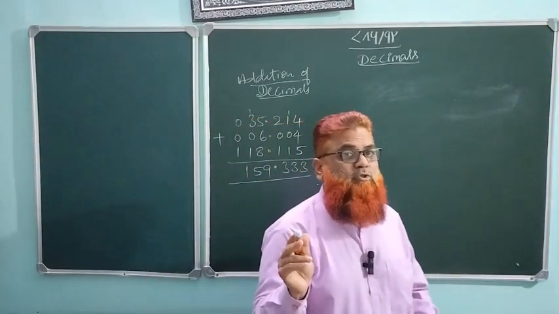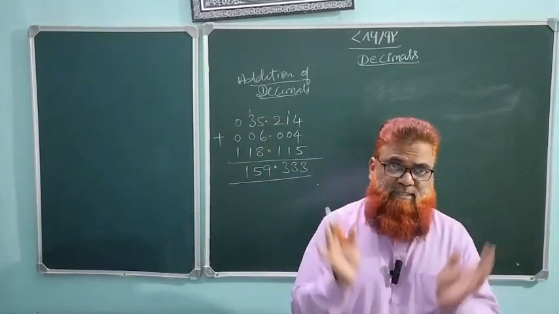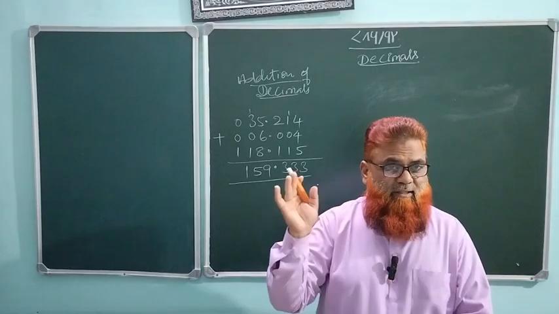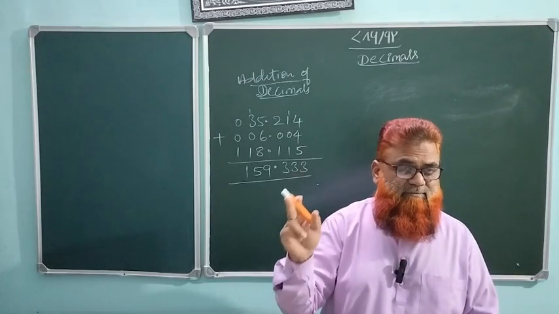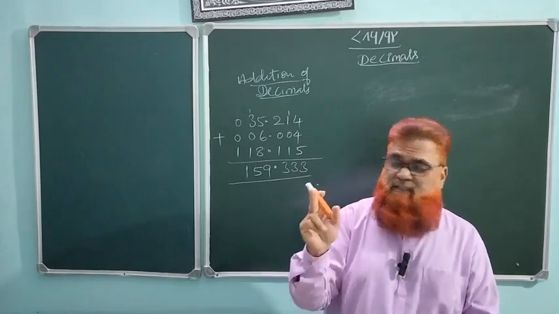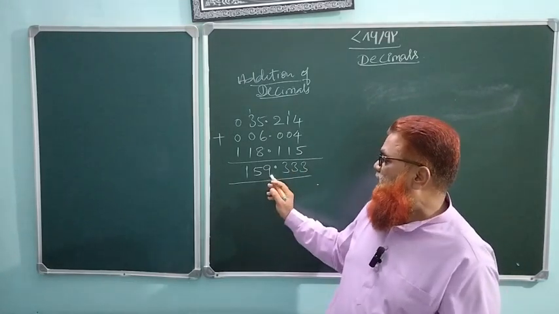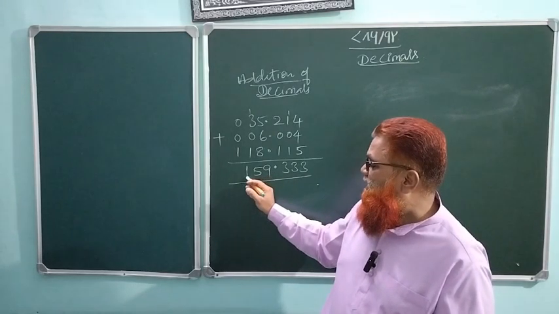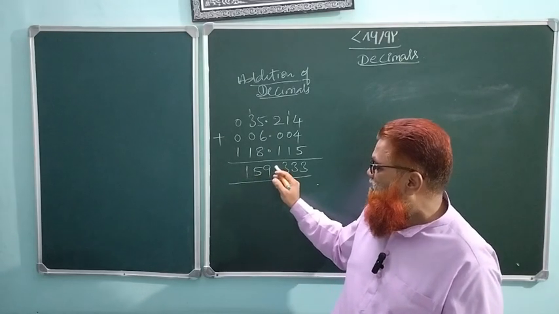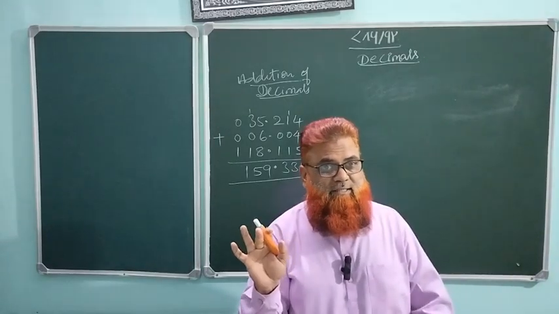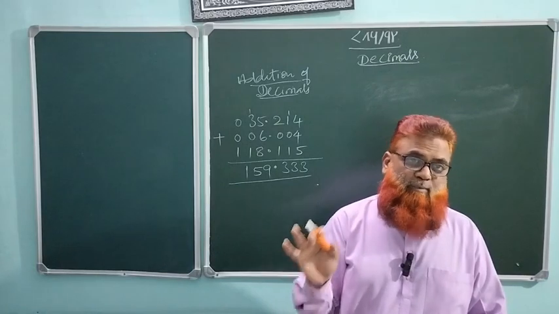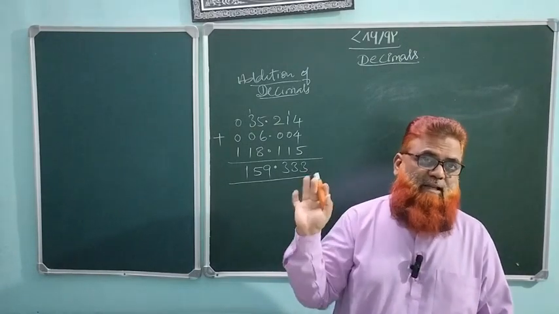As I told you, the whole part should be read as a whole sum, 159, where there is a 100 place, there are 5 tens which is 50, plus 9 units. So 9 units, 5 tens, 100, 159.333, but not 333, because the decimal part should be read as 333.